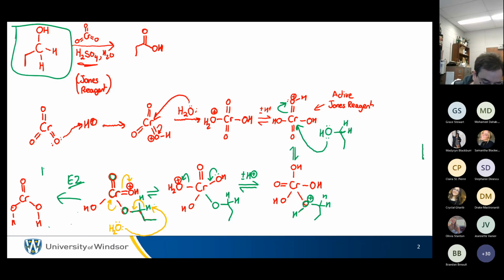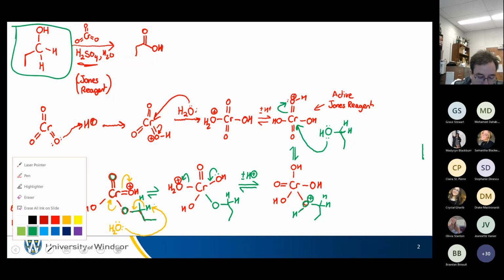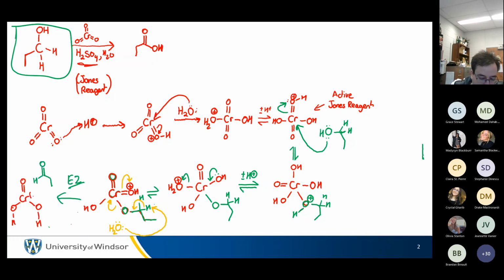And look what we made. We made an aldehyde. And our chromium is now, this is chromium 4. We started with chromium 6. All the way along here, if you count the bonds to chromium, it's 6. It's always 6. And then suddenly we're going to chromium 4. We've oxidized the carbon, we've reduced the chromium.